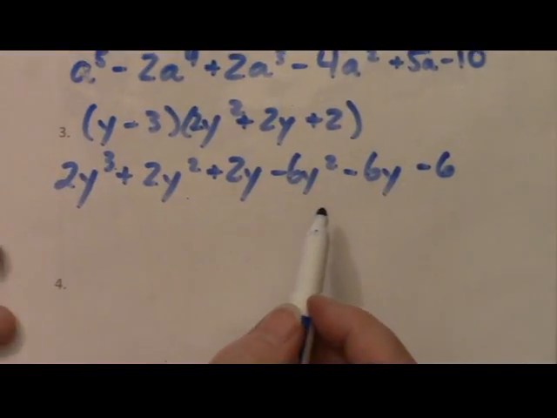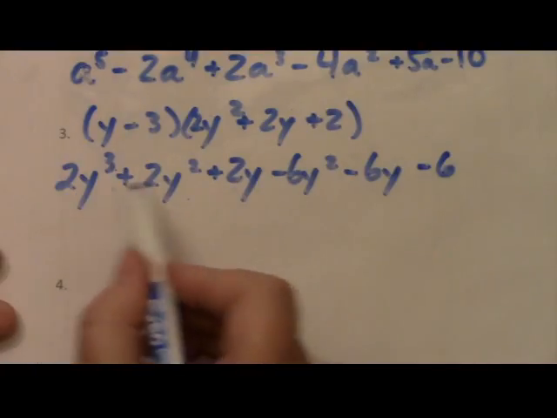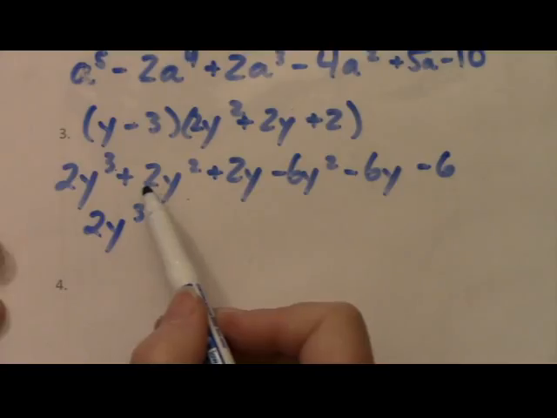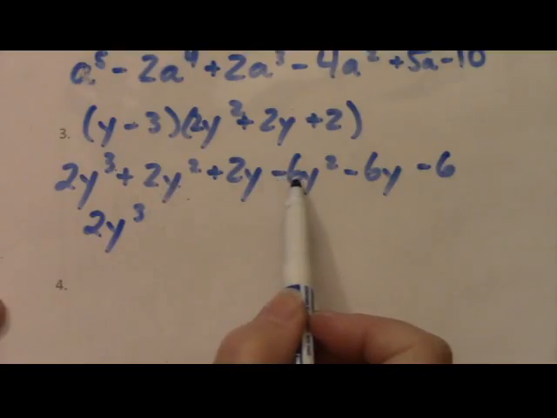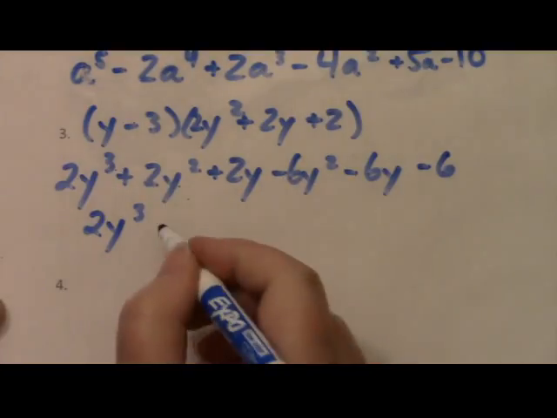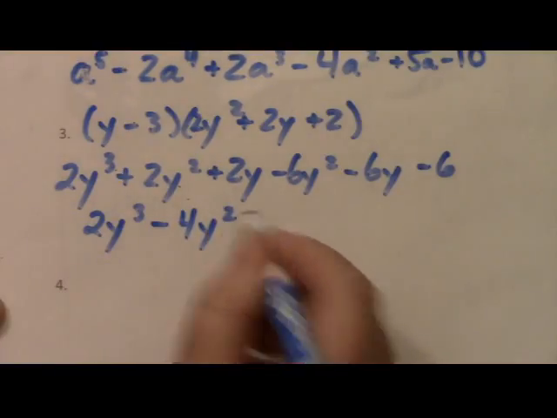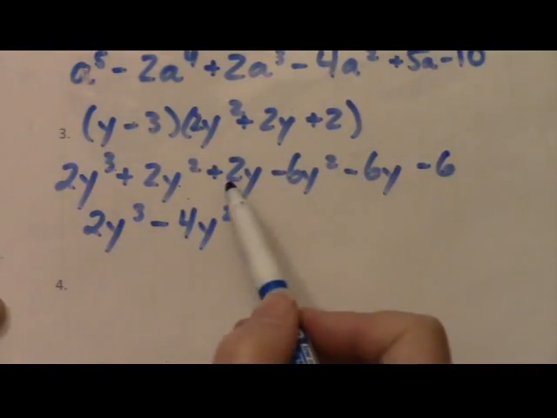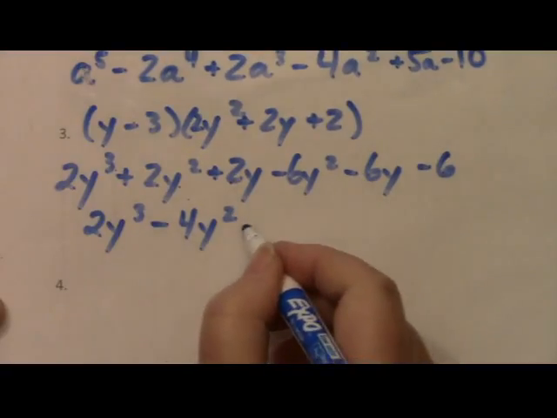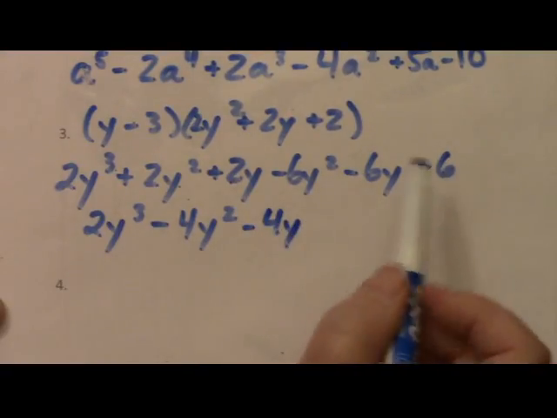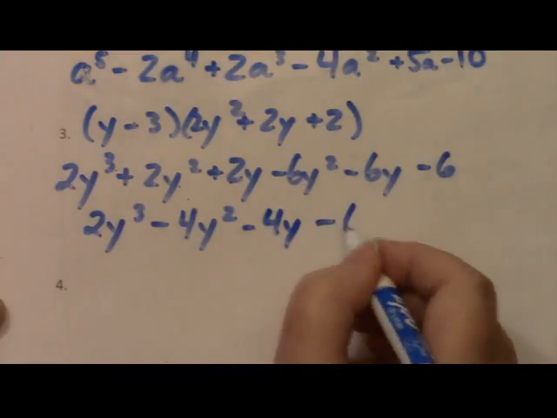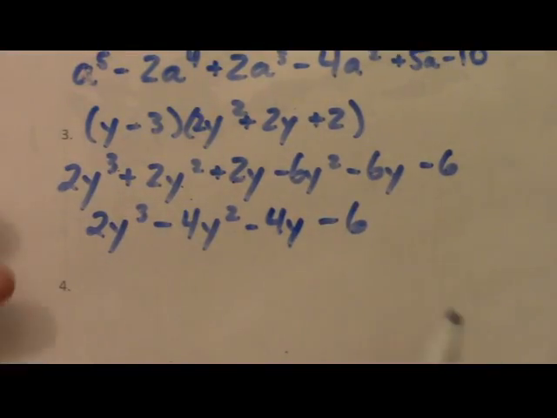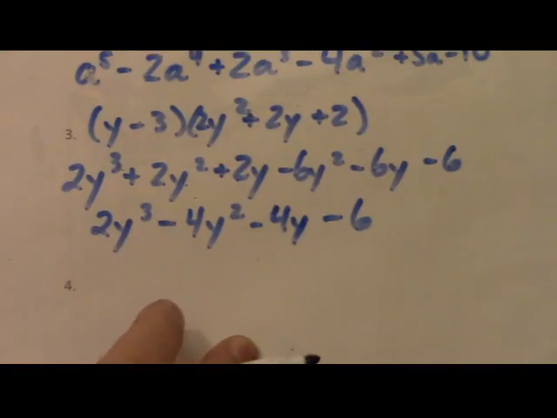Now, do I have terms that are the same that I can combine? I don't have anything that's cubed. I do have a 2y squared minus a 6y squared. 2 minus 6 is negative 4y squared. Another 2y minus 6y gives me negative 4y. And then minus 6, and I've done it. Nothing else to combine. All right, that's enough practice with that one.